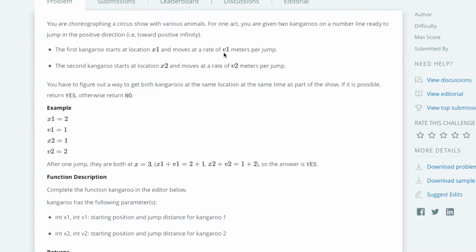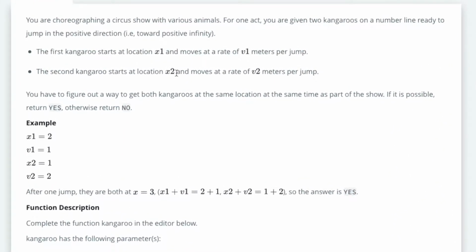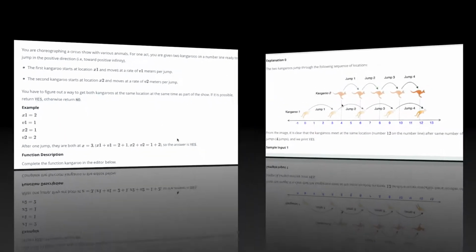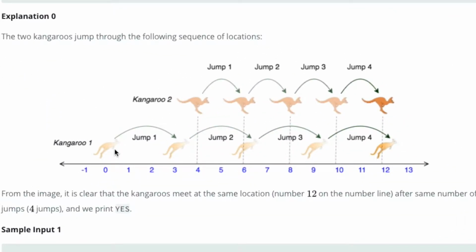X1 moves at a rate of v1 meters per jump, and x2 moves at a rate of v2 meters per jump. So if we think about kangaroo 1 being at a position of x1, moving at a rate of v1, and kangaroo 2 starting at a position of x2 and moving at a rate of v2, the problem here is: will these kangaroos ever land at the same position if they're moving forward towards positive infinity on a linear path? Or will they not? So our output will either be yes or no.